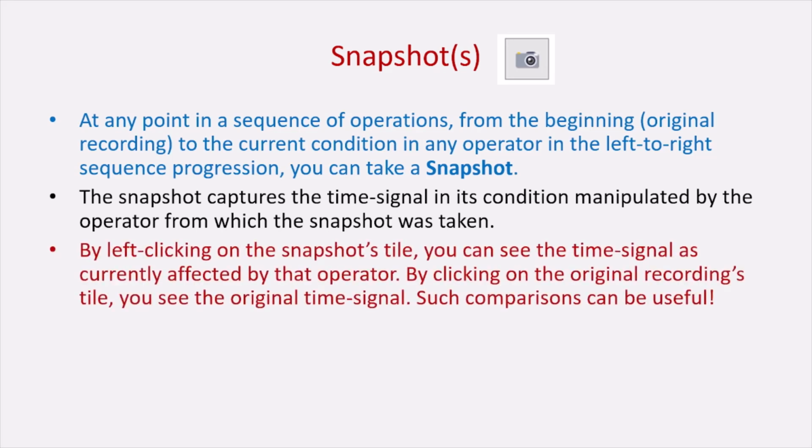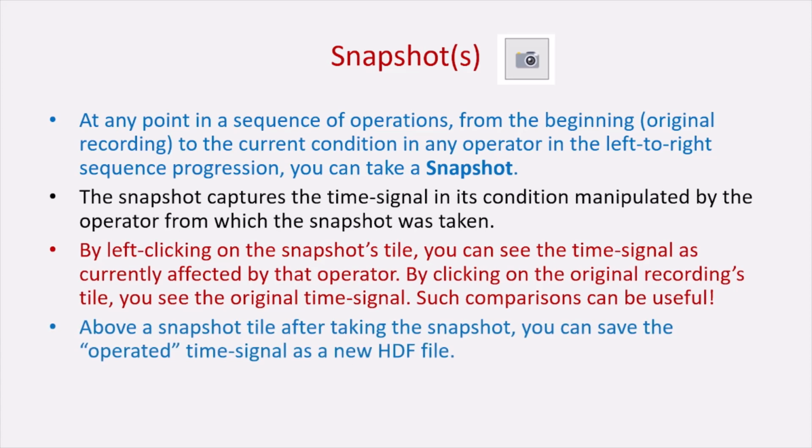By left-clicking on the snapshots tile, you can see the time signal, just like you saw the original one when you brought the file in, and it is as currently affected by that operator. If you click on that tile, then you see the original time signal, and you can then export it as an HDF file, for example. So above a snapshot tile, after you take the snapshot, you see the operated time signal save available as a button that you can make an HDF file from it.